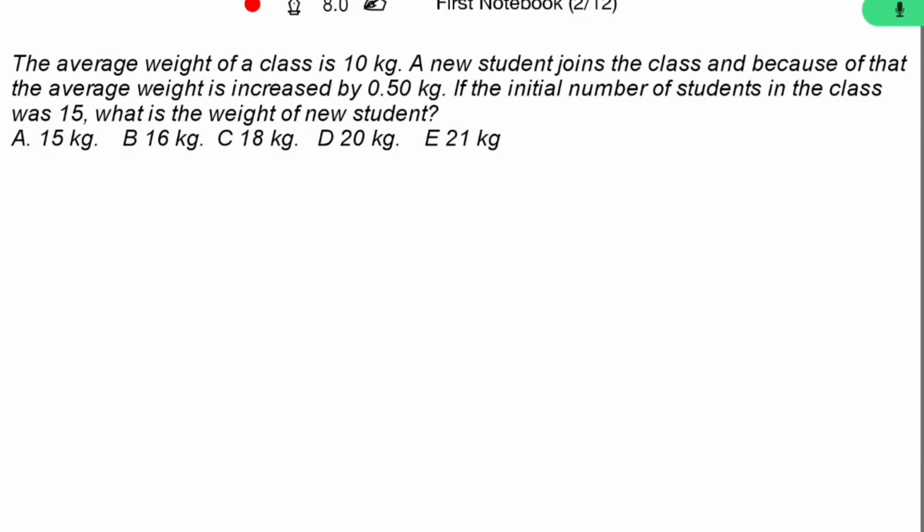Today we will discuss an average problem. Let us see the question. The average weight of a class is 10 kg. A new student joins the class, and because of that the average weight increases by 0.5 kg.